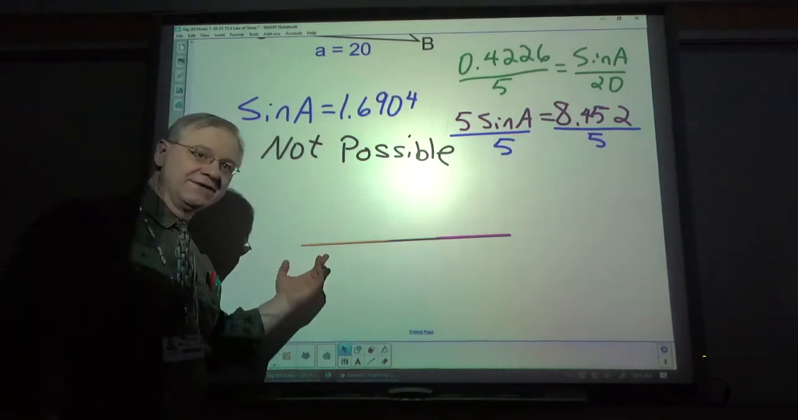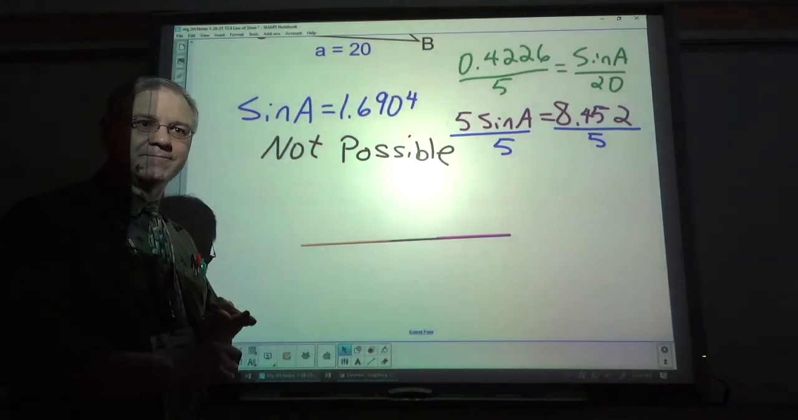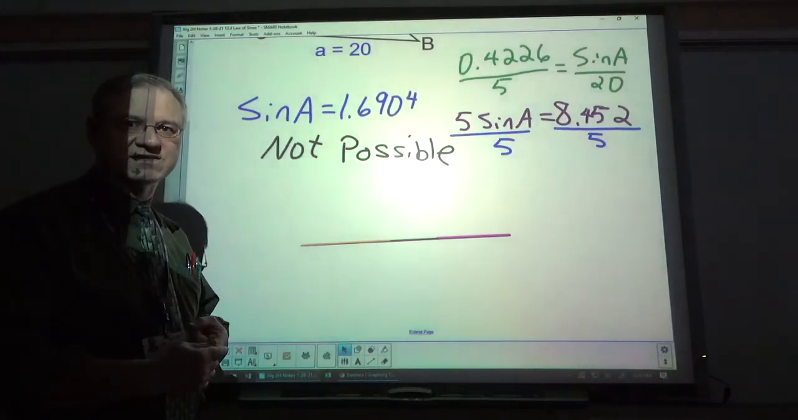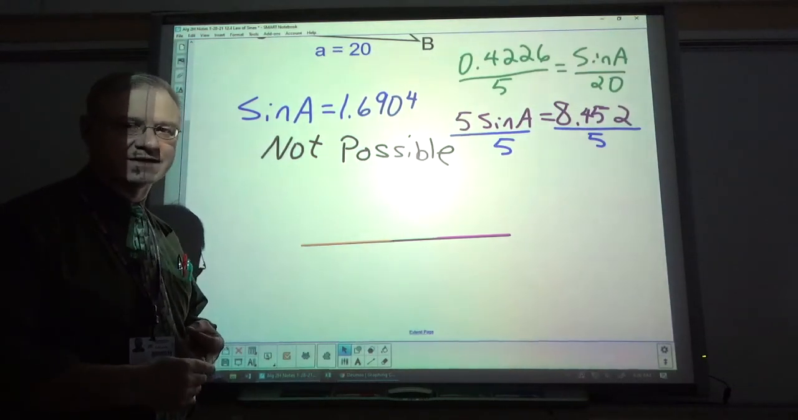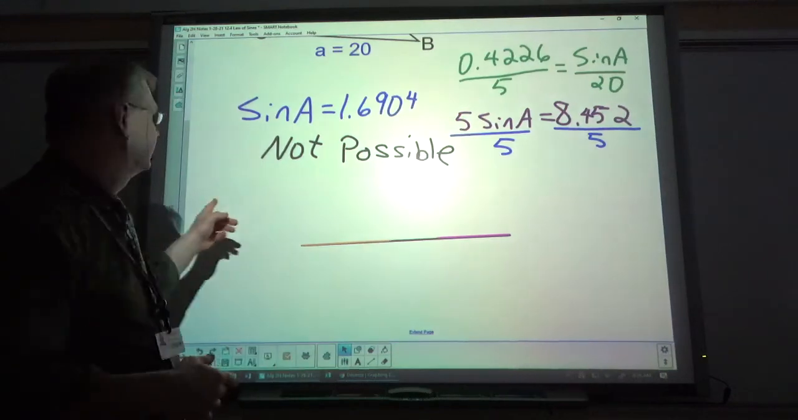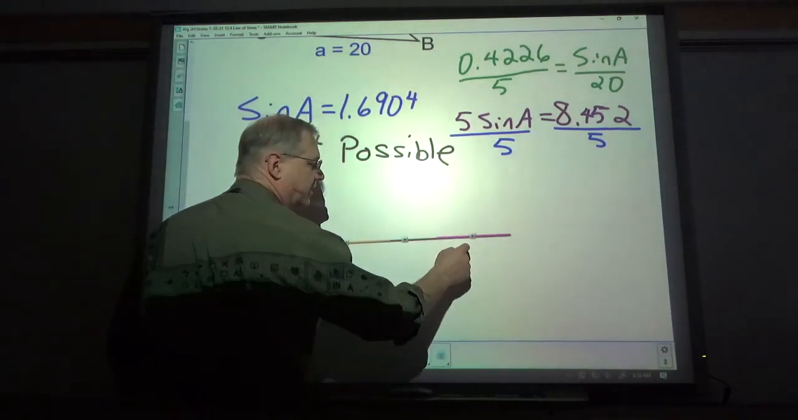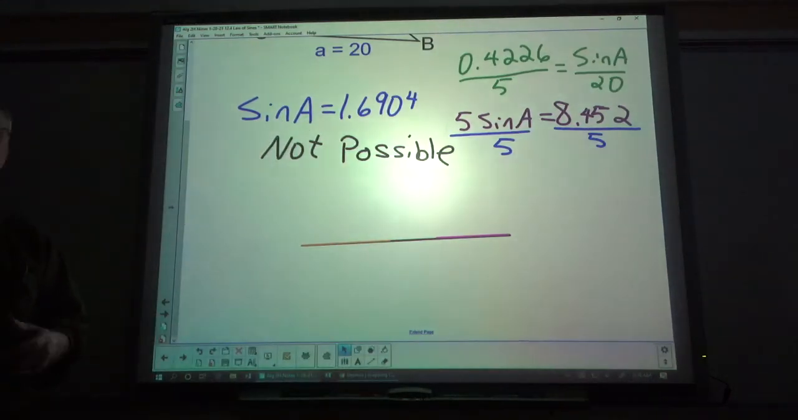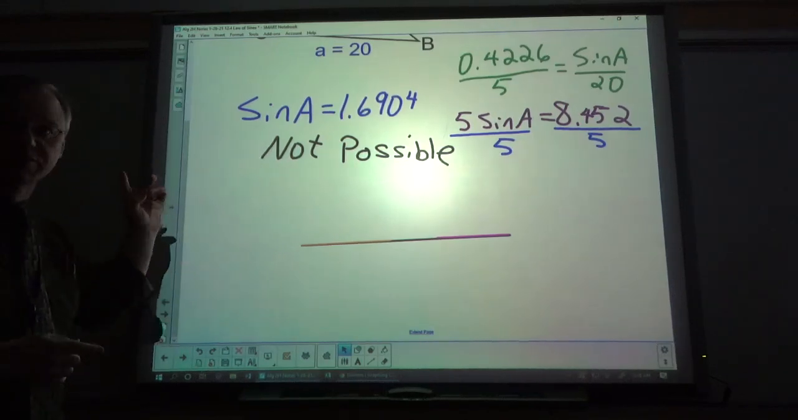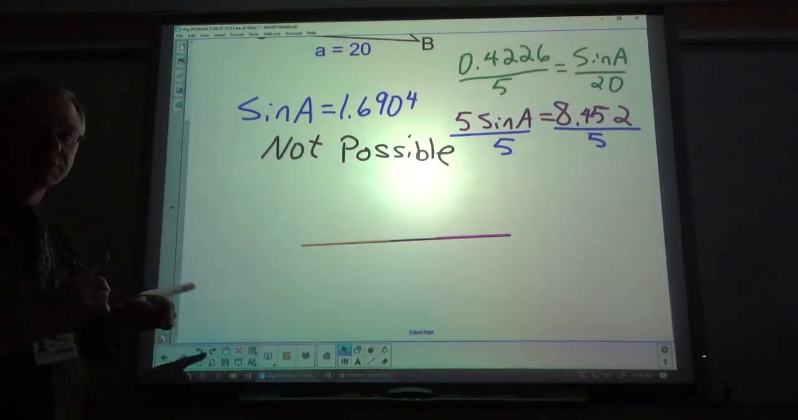So that information, along with the fact that the biggest side is across from the biggest angle, and the smallest side across from the smallest angle, will help you determine when you're working with triangles which of the two angles it should be if you had to pick. Remember the 55 and the 125? Which of them it should be.